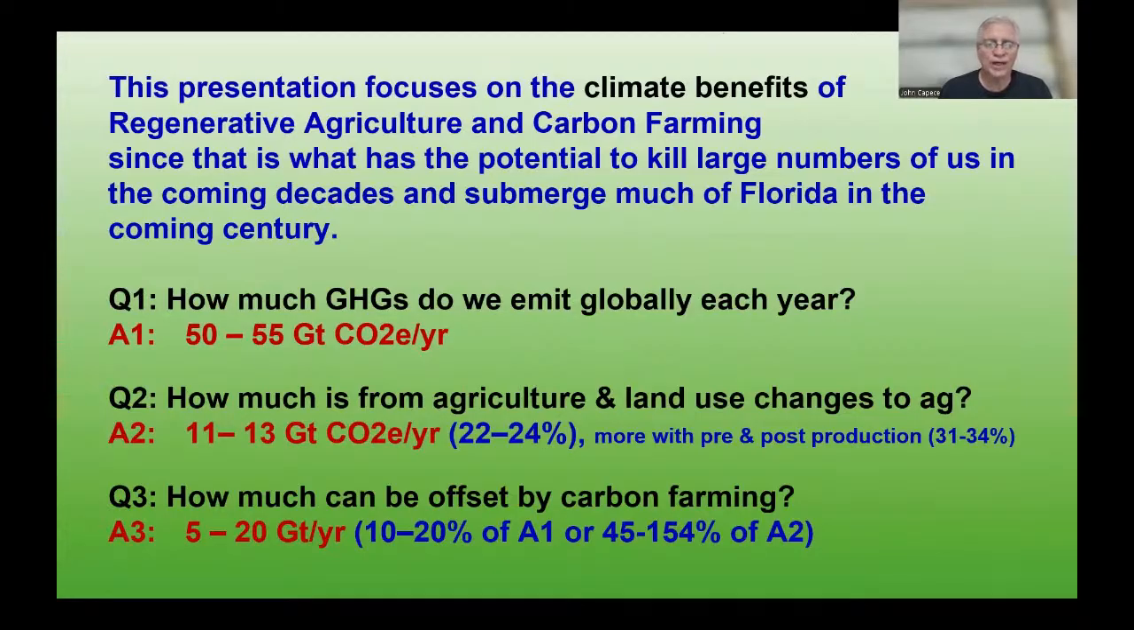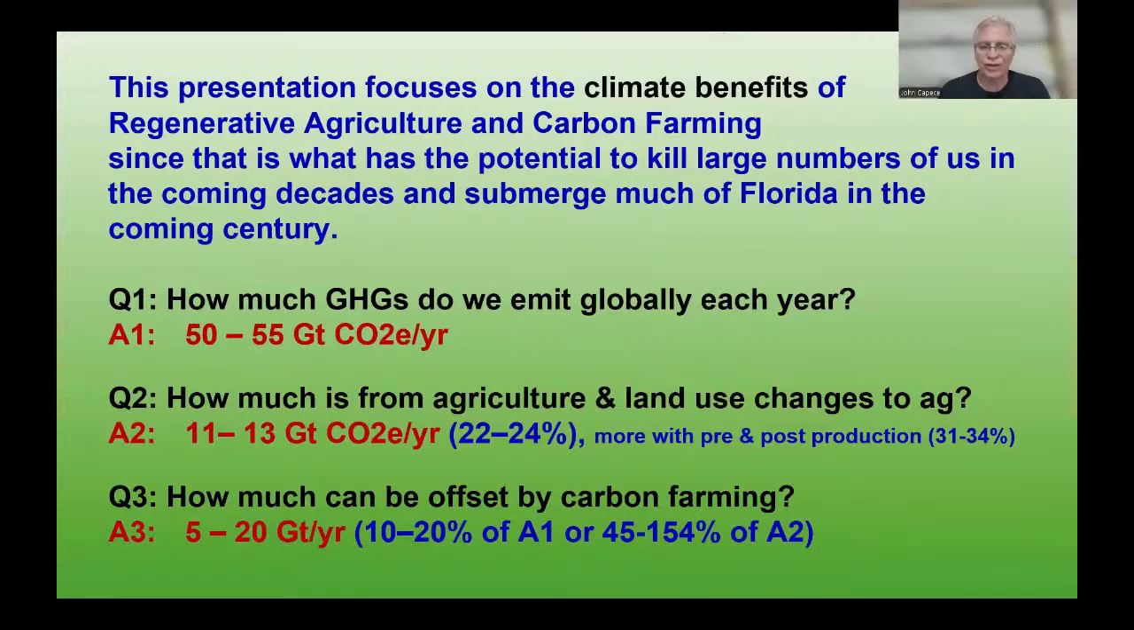First, how much greenhouse gas do we emit globally each year? That number is between 50 and 55 gigatons of carbon dioxide equivalent per year. Second, how much of that massive footprint comes directly from agriculture and the land use changes associated with it? That number is 11 to 13 gigatons of carbon dioxide equivalent. And this is from the direct farming practices and land clearing for farms and ranches. It represents roughly 22 to 24% of global emissions.